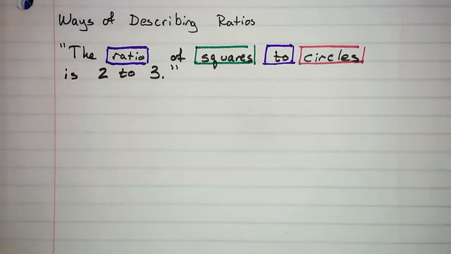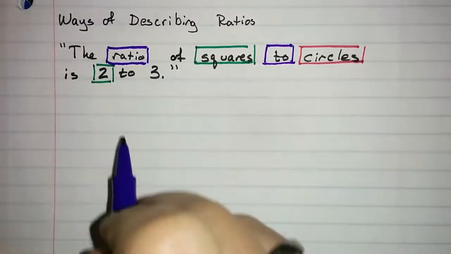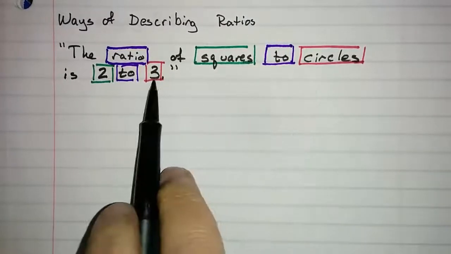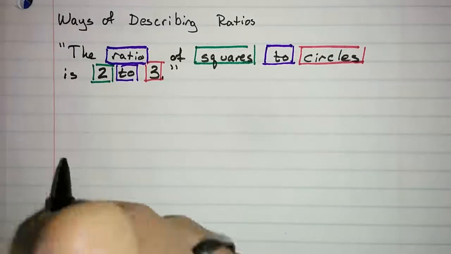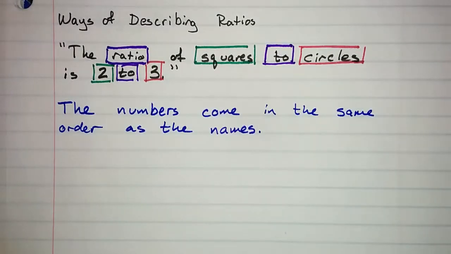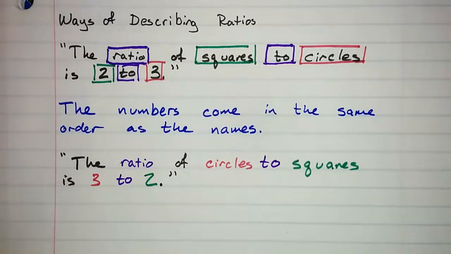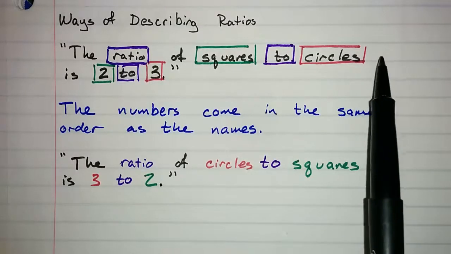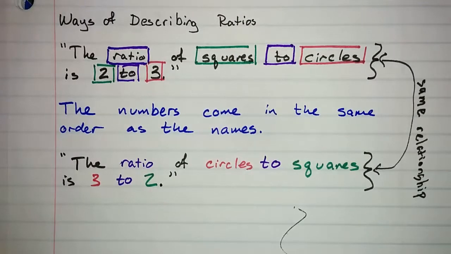And notice the way that we actually described the numbers. Squares, and then this word "to," circles. Notice 2 was the number of squares, and 3 was the number of circles. The numbers have to come in the same order as the names. We could describe the same relationship by saying the ratio of circles to squares is 3 to 2. Notice we switched the order of the words. We had to also switch the order of the numbers. These describe the same relationship. So the order is important to note.